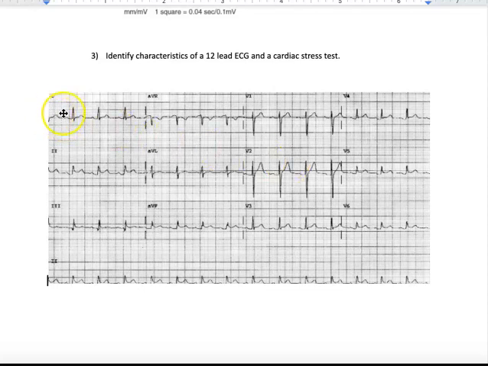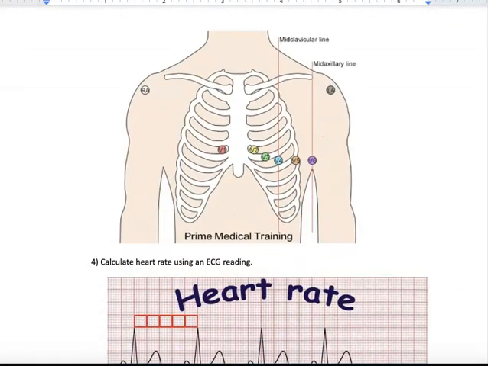So this is looking at all the windows. So this heartbeat is the same heartbeat from this window, from this window, from this window. These are all that same heartbeat, just from different windows. So that is a 12-lead ECG. That's where they can put the electrodes.